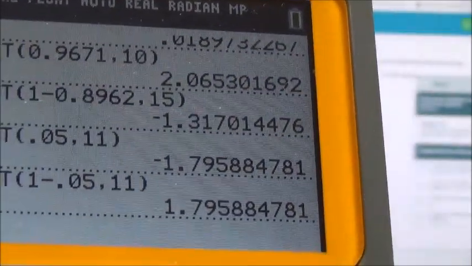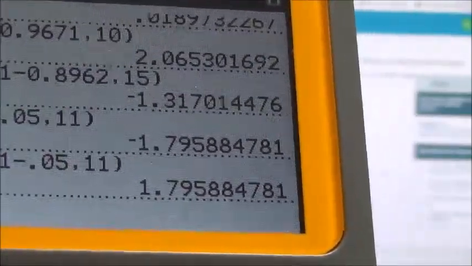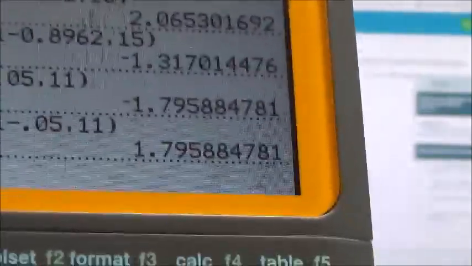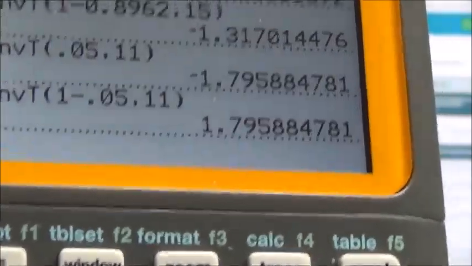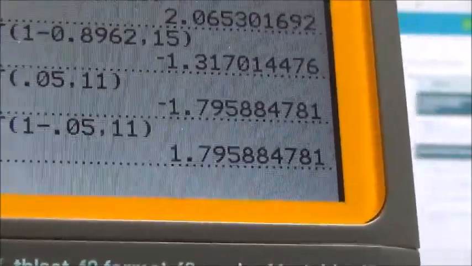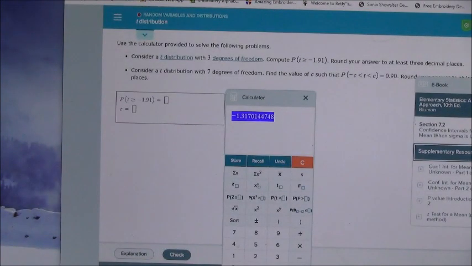So 5% to the left is going to be negative 1.796. 5% to the right is a positive 1.796. Those two numbers should match up. You get the one positive and the one negative. If I am doing that on the ALEKS calculator, again, for the left, you put the negative in front of the t sub. For the right, you just leave it alone.